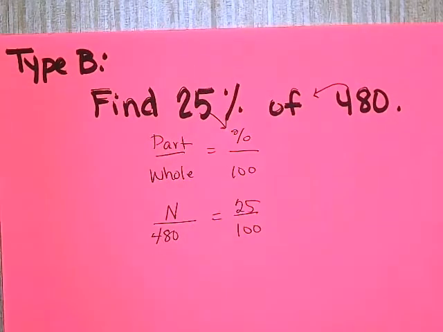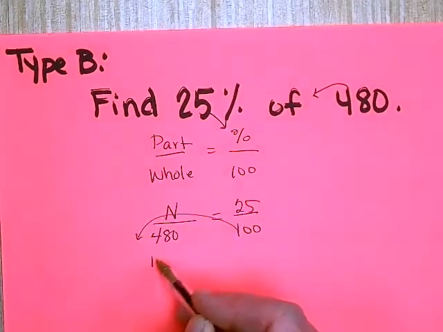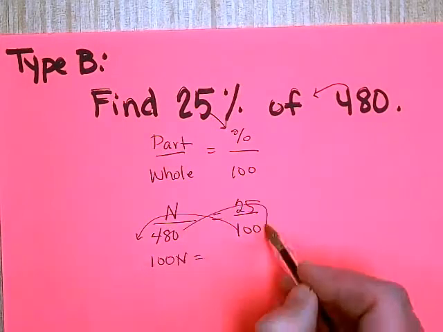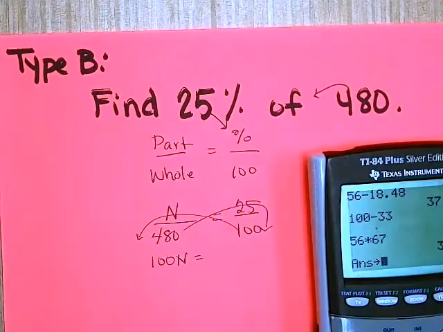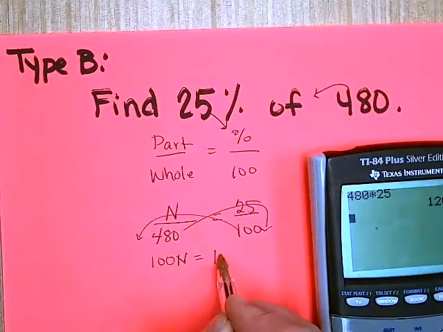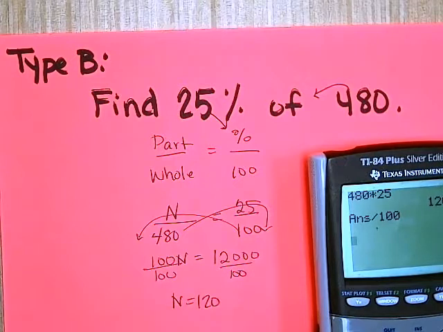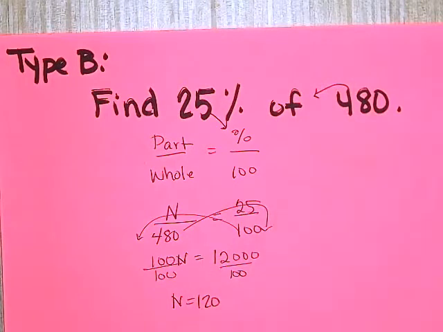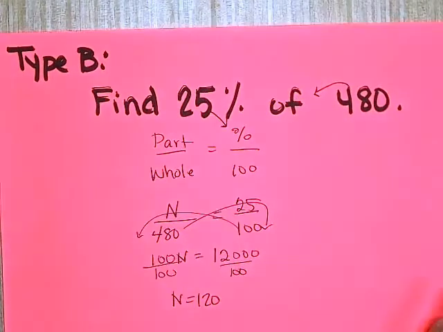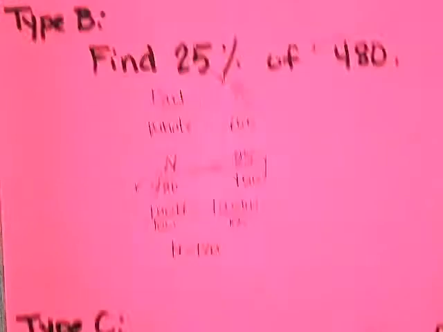So we're looking for a number. We're going to use our cross products. 100n is equal to 480 times 25. And I get 12,000. I'm going to divide by 100. N is 120. That's my number. 25% of 480 is 120. Stop the video. Do problem B. Turn the video back on. We'll start with C.